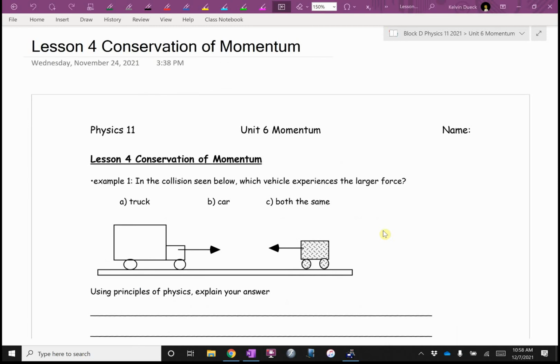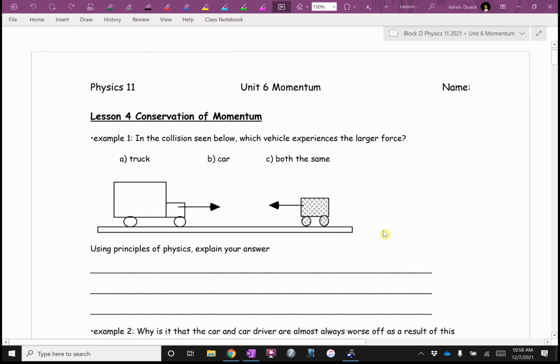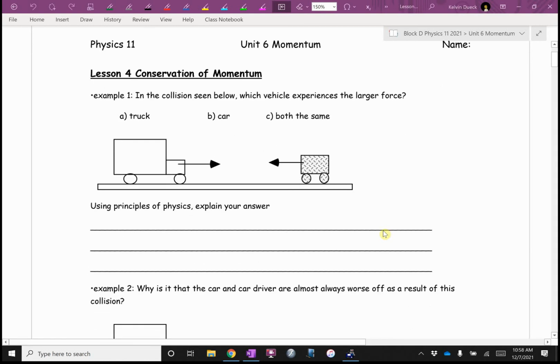Called conservation of momentum. Very, very fundamental law of the universe. But first, in the collision seen below, which vehicle experiences the larger force? We're going to vote. So we can vote on the truck, the car, or both the same. Who says, Mr. Duick, the truck experiences the bigger force? The truck does, because it's bigger. Got 1.